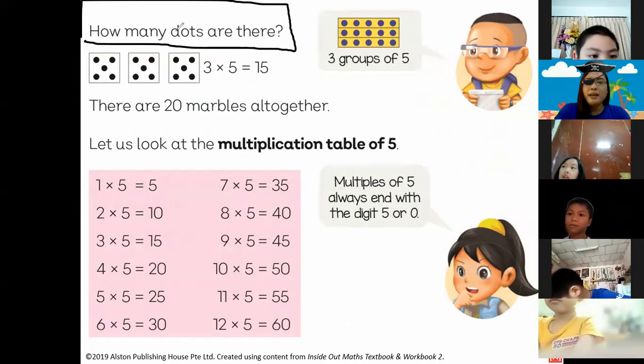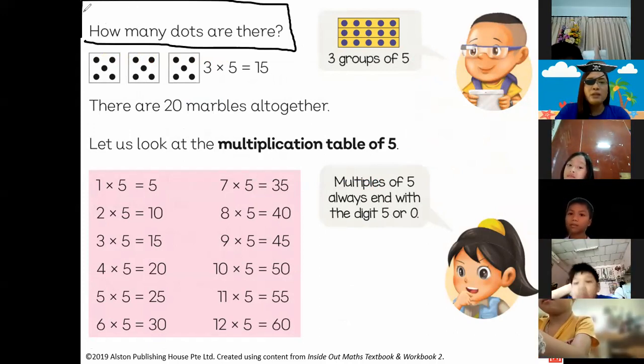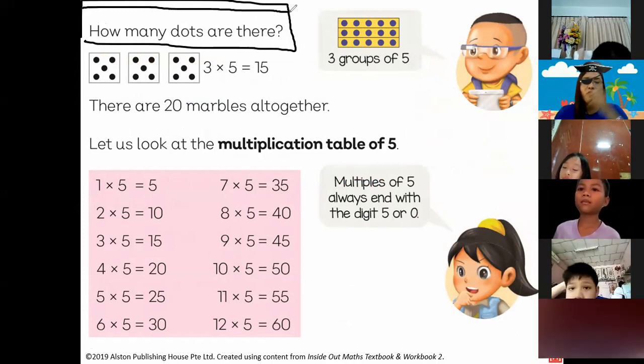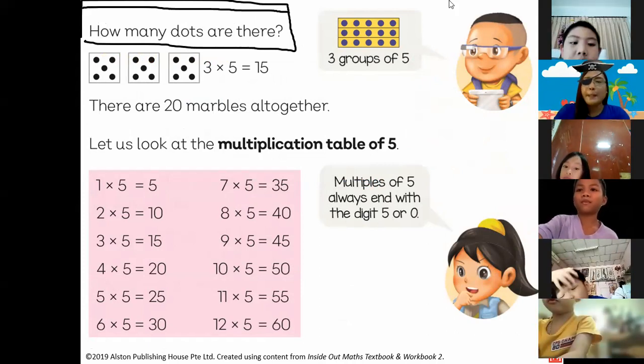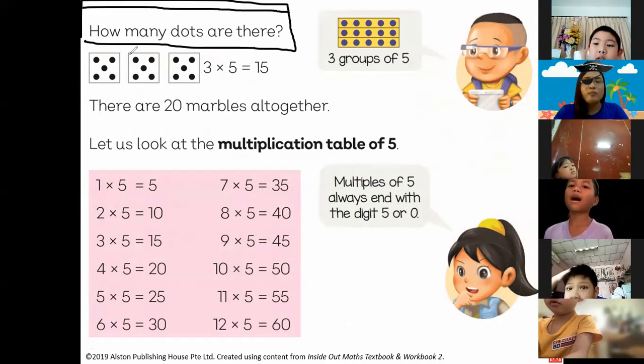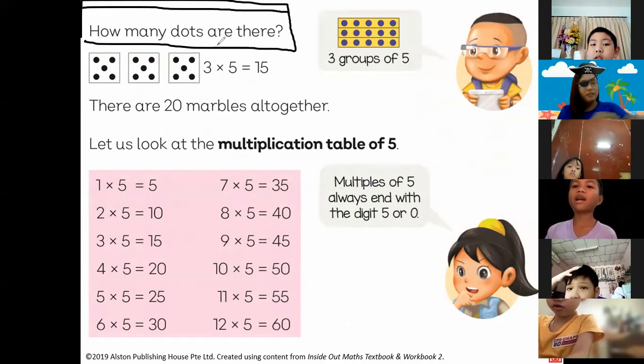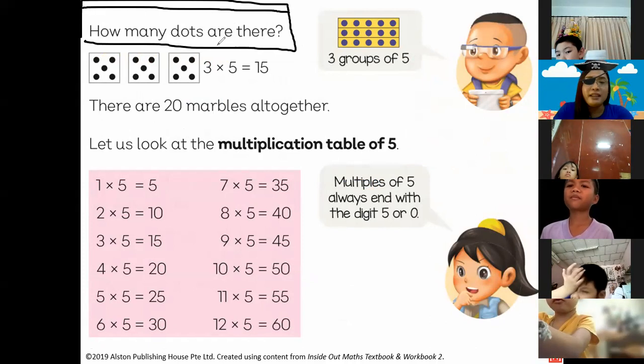Can you read this one, the one that I just boxed? How many dots are there?